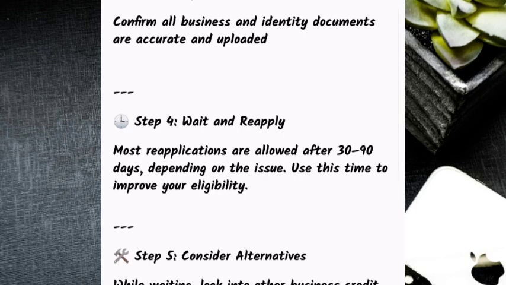Step 4, wait and reapply. Now, most reapplications are allowed after 30 to 90 days, depending of course on the issue. You want to use this time to improve your eligibility.